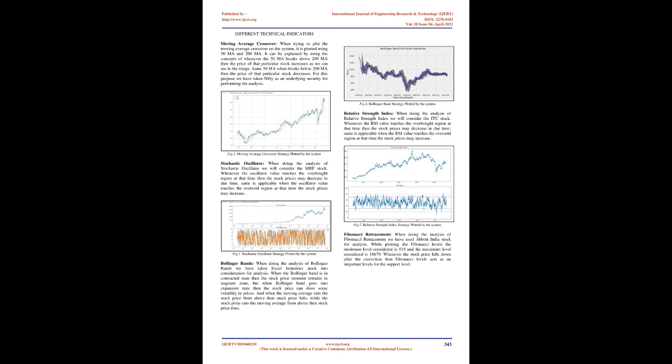Different technical indicators. Moving average crossover. When trying to plot the moving average crossover on the system, it is plotted using 50 MA and 200 MA. It can be explained by using the concept that whenever the 50 MA breaks above 200 MA, then the price of that particular stock increases, as we can see in the image. Same 50 MA, when it breaks below 200 MA, then the price of that particular stock decreases. For this purpose we have taken Nifty as an underlying security for performing the analysis.